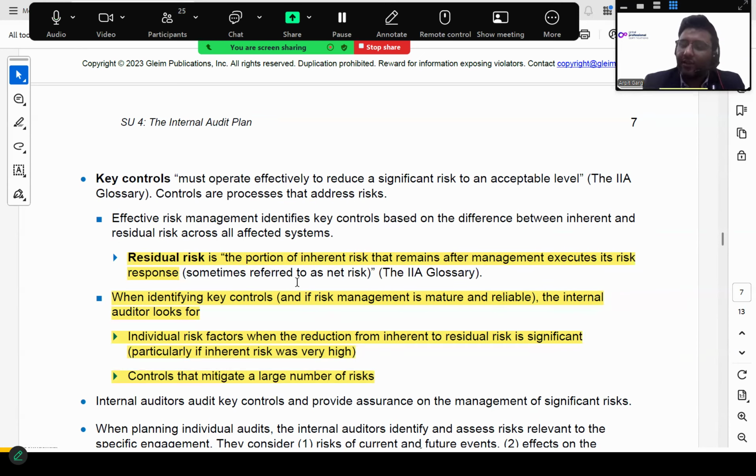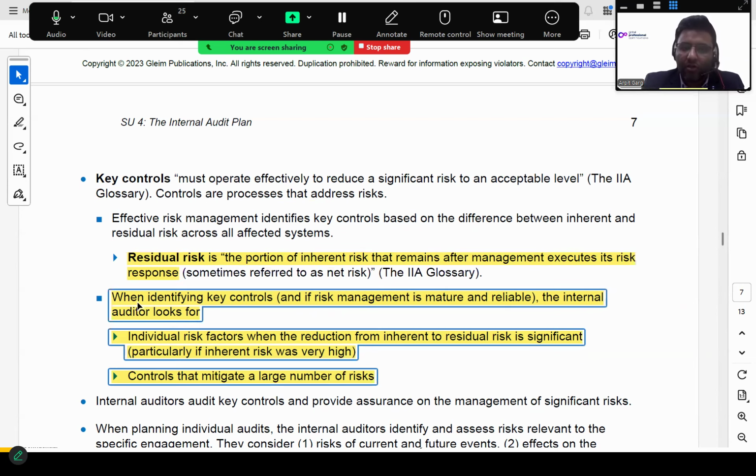So what did we learn? If you go back to our risk-based audit plan concept, what did we talk about? When identifying key controls, the auditor looks for individual risk factors, think of them as risk line items, where the reduction from inherent to residual risk is significant, where the gap between inherent risk and residual risk is high. Then that control becomes very important.